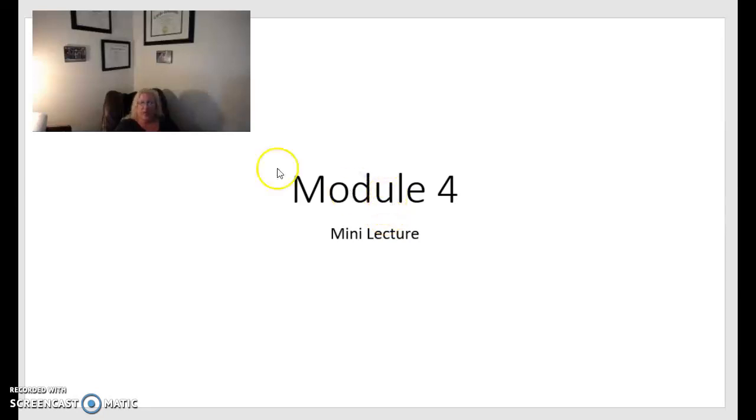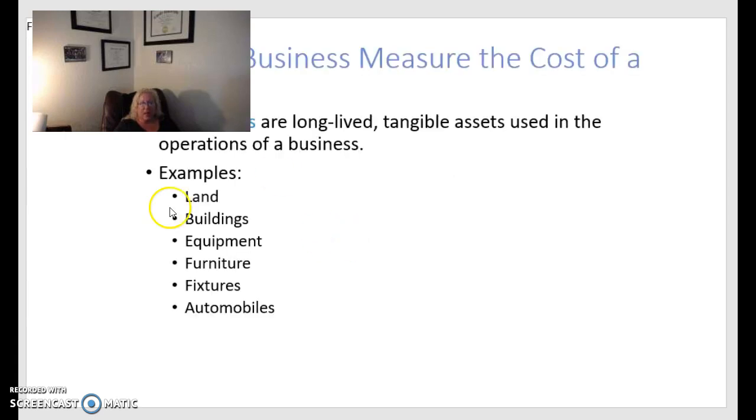Today we're going to be talking about fixed assets and depreciation. So plant assets are long-lived, tangible assets that are used in the operation of the business. These assets include things like land, building, equipment, furniture, fixtures, and automobiles. Often, plant assets are referred to as plant, property, and equipment, or fixed assets on the financial statements.